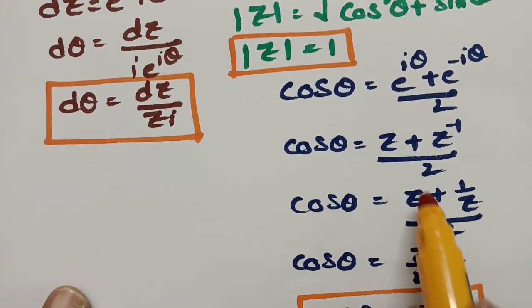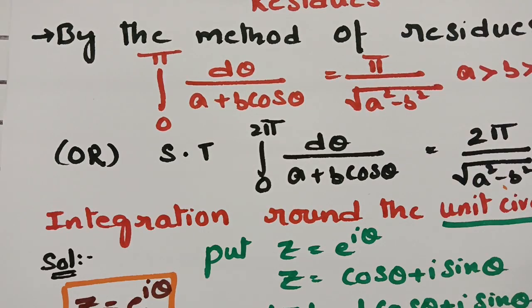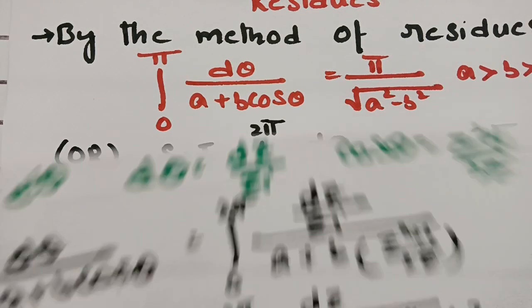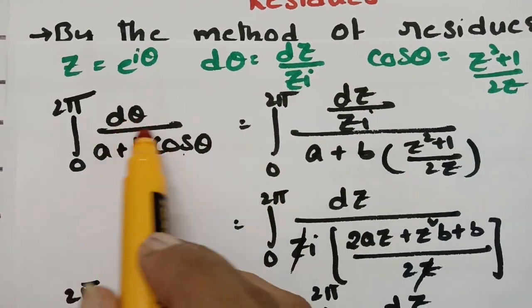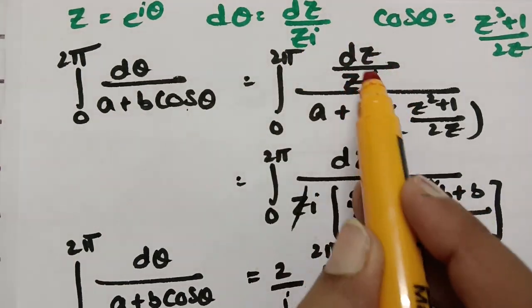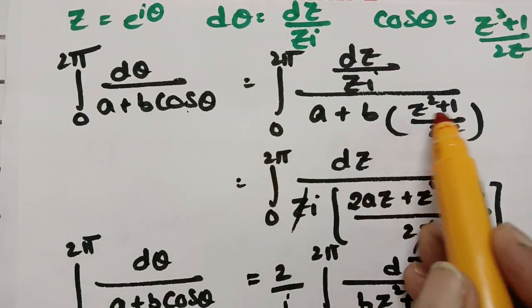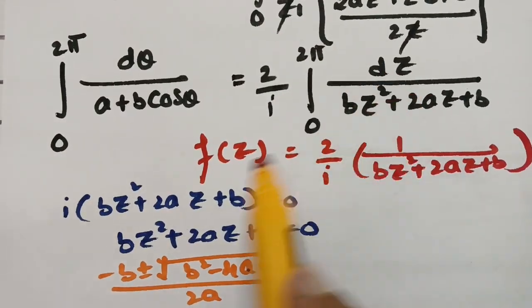Cos theta is equal to z plus 1 by z by 2, which is equal to z square plus 1 by 2z. So as we got all the values ready here, z value is ready, d theta value is ready, and cos theta value is ready. So we have to use this integral. In place of d theta, we have to write dz by zi, and in place of cos theta, it is z square plus 1 by 2z. And after solving, this will be f of z value.